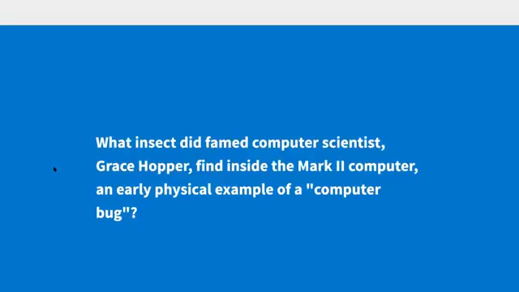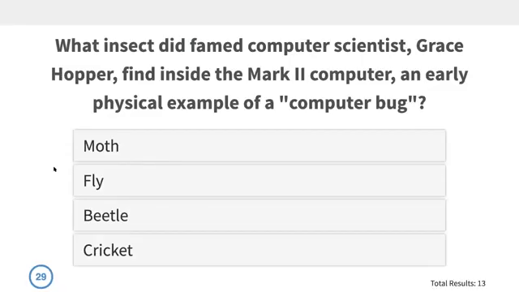All right, this is a historical one. What insect did famed computer scientist Grace Hopper find inside the Mark II computer, an early physical example of a computer bug? Moth, fly, beetle, or cricket? And this is a very real question and a very real story in computer science.